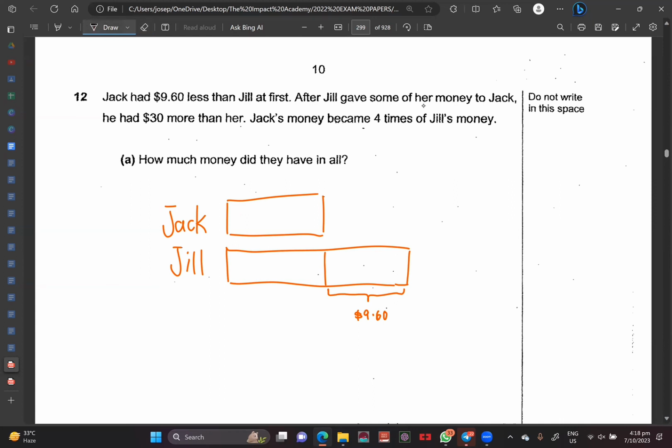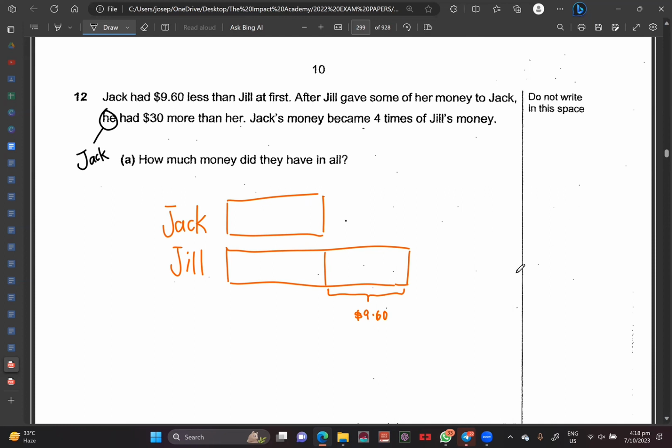After Jill gave some of her money to Jack, he, as in Jack, had $30 more than her. Okay, so now my question to you is this, right? Do you think Jill gave away the entire 960? I'm pretty sure she did. Yes, I also agree. All right.